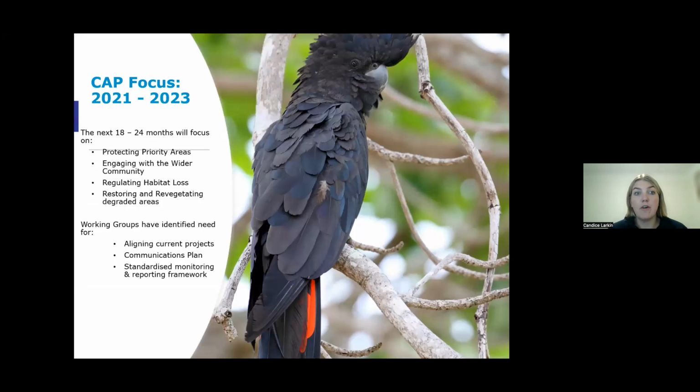So our CAP focus for 21 to 2023, and in the next 24 months, what we'll be focusing on, as I said, is protecting priority areas and engaging the community, trying to regulate habitat loss by lobbying the government, lobbying national parks, and also working with landowners to restore and revegetate degraded areas. And what we've done is we've established working groups that have identified our current projects and our communications plan. And what we're doing is standardising a monitoring and reporting framework that can be used by multiple organisations.